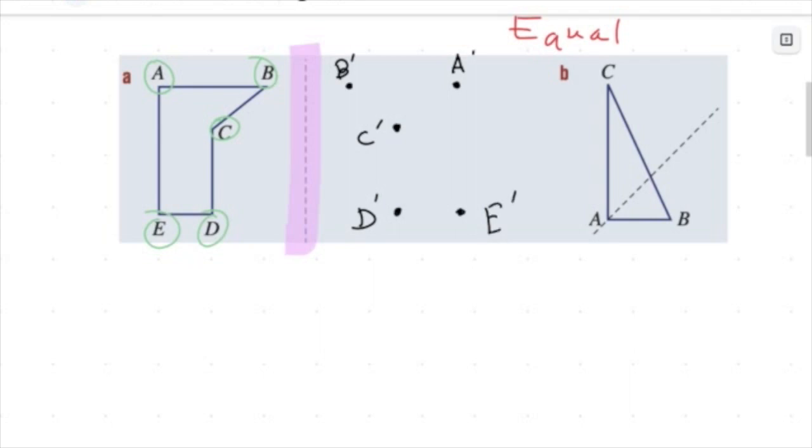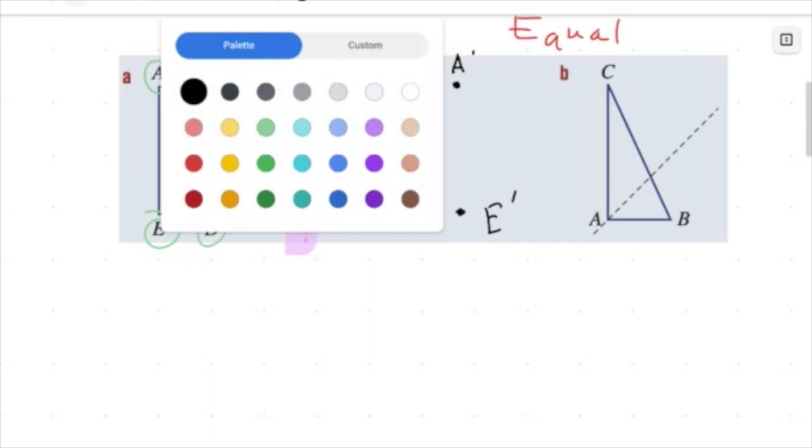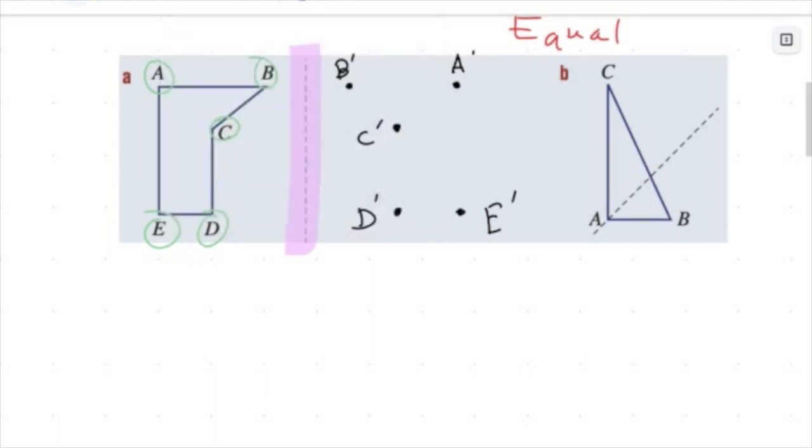E prime. And now all that's left to do is just connect the dots. So in doing this, I'm going to get a pretty good looking reflection of my original shape. Now, when you do this in school, you'll probably get grid markings and things like that to make your drawing way nicer. I'm just trying to draw this freehand, but you can sort of see how this could be a reflection.